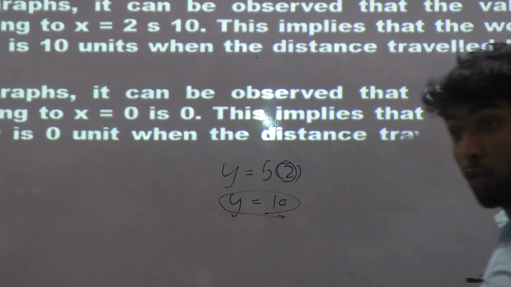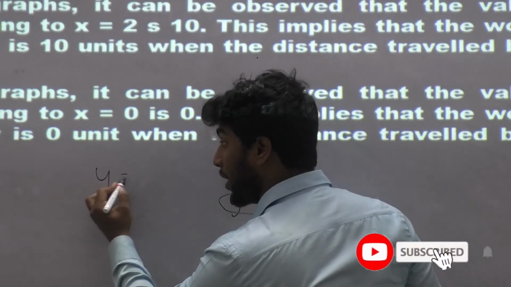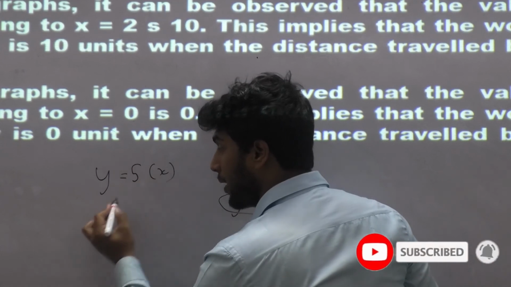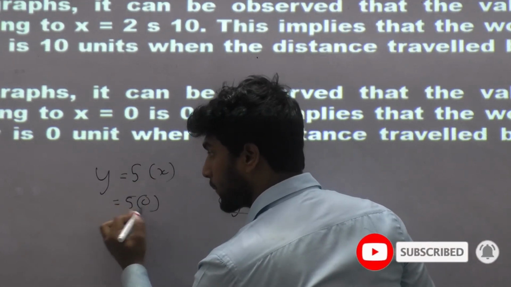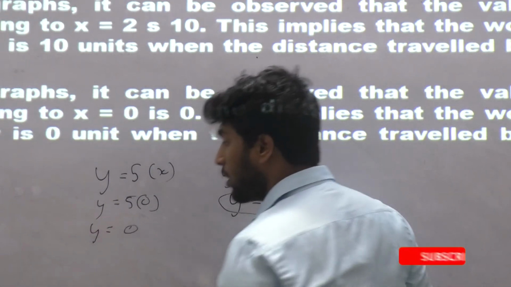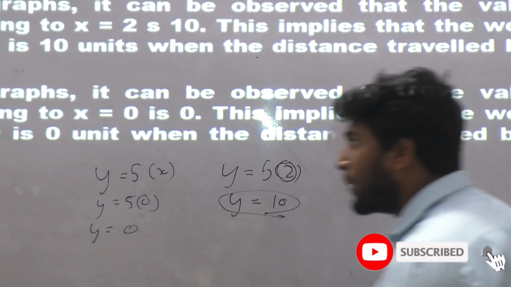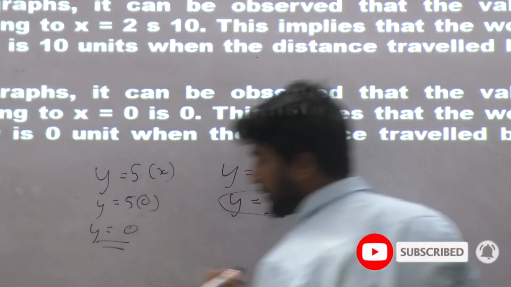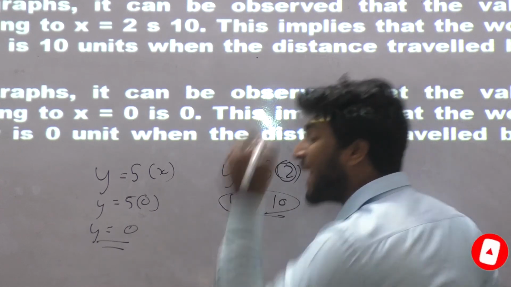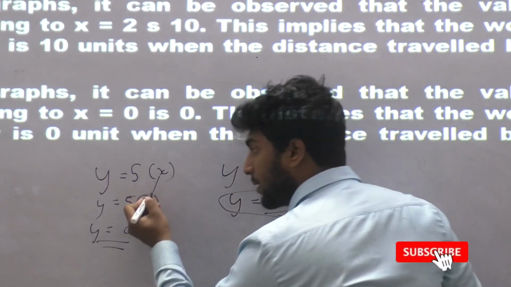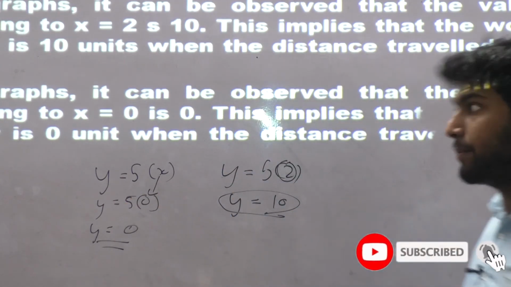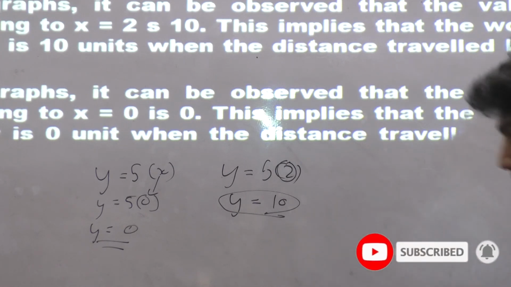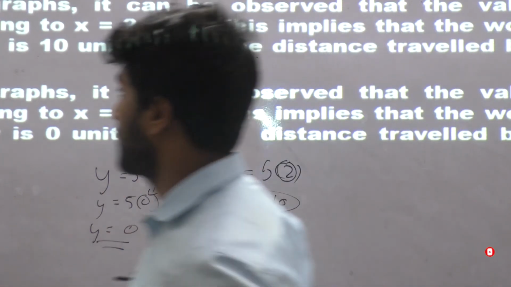Next one. What did we take? We took 0. So what will happen? y is equal to 5x again, and we took x equal to 0. The work done by the body is 0 units when the distance traveled by the body is 0 units. Same thing. So from the graph, we got these two implications also.